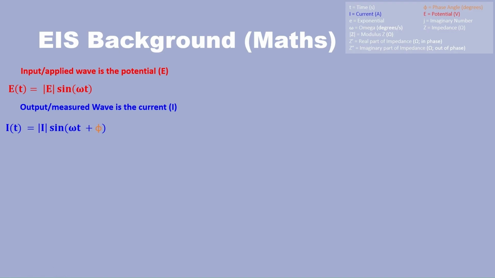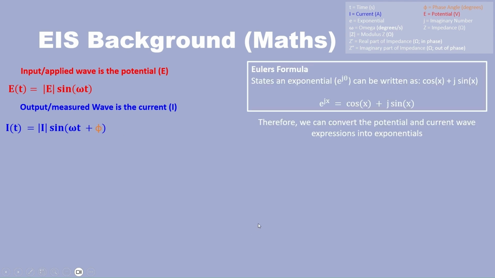Please feel free to skip this part if you want to just get to how you get the capacitance from your data, but I'm going into the background of how we arrive at the final equation for getting your capacitance from your data. As we've already discussed, these two equations here are used to represent our applied wave and our measured wave. If we recall Euler's formula, where we can take an exponential written in this form and put it into the form of cos x plus an imaginary number times sin x, we can therefore convert these with Euler's formula into the exponential form. So that will come out something like this.